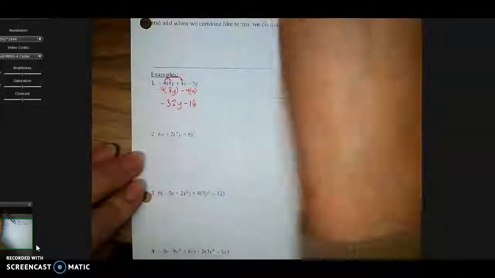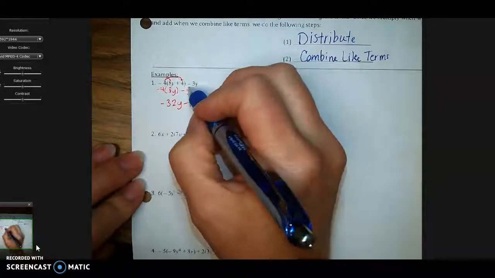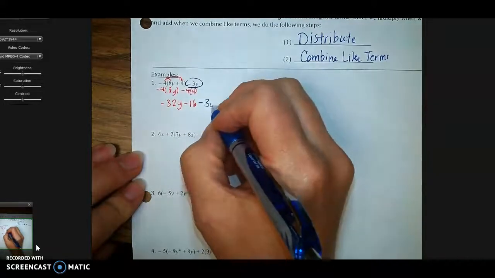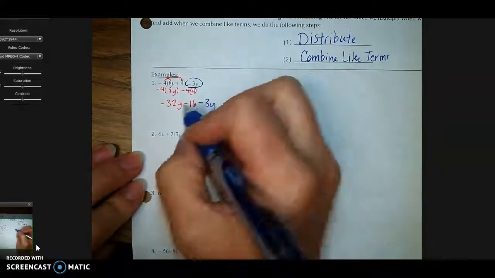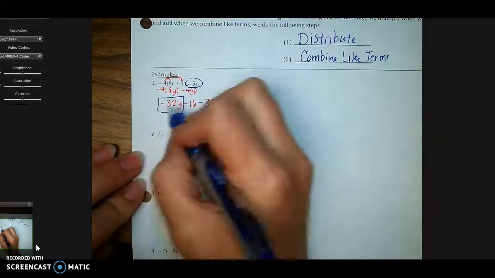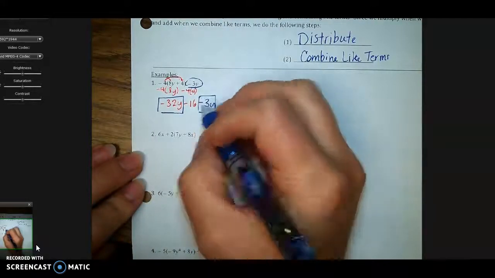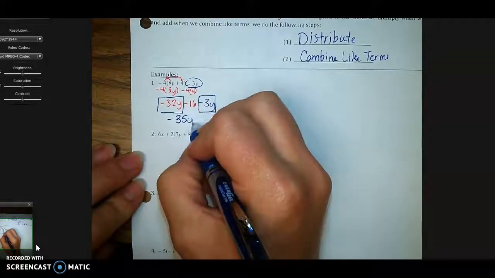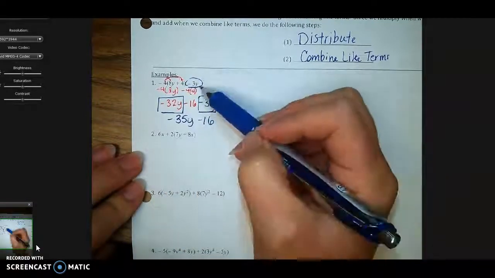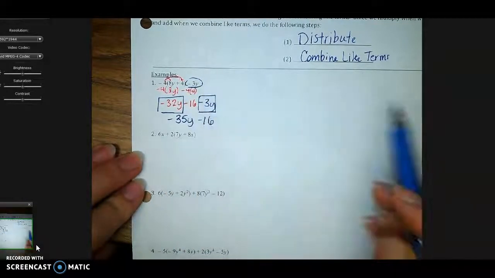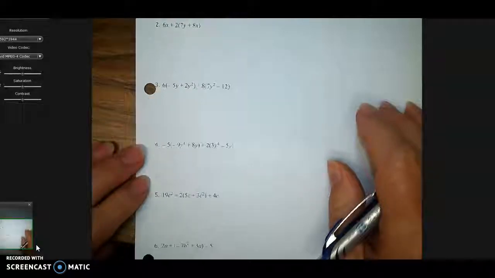What I can't forget is that up here at the beginning of my problem I had this minus 3y. Well, now I can combine my y terms and get negative 35y minus 16. So I've taken that original problem and I've simplified it down to that.